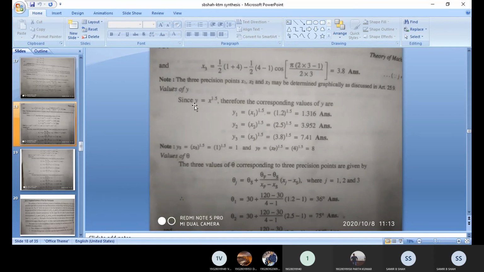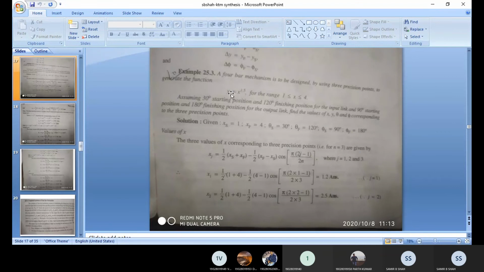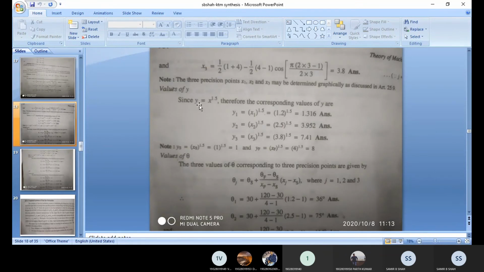Now we have the equation, as we know very well, that y is equal to x to the power 1.5. We put the values of x1, x2, x3, where x1 is 1.2, x2 is 2.5, and x3 is equal to 3.8. So we are getting three different values for y, that is y1, y2, and y3. These are the basic values of y1, y2, and y3.